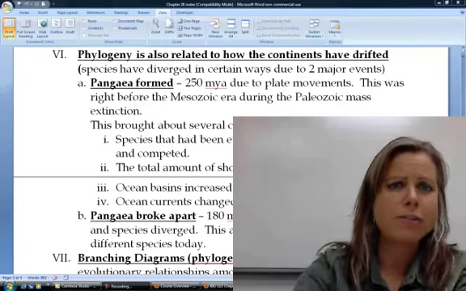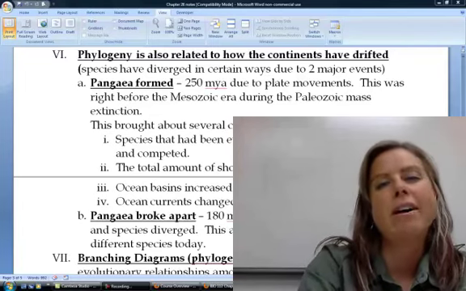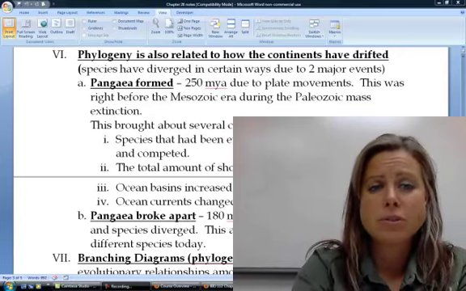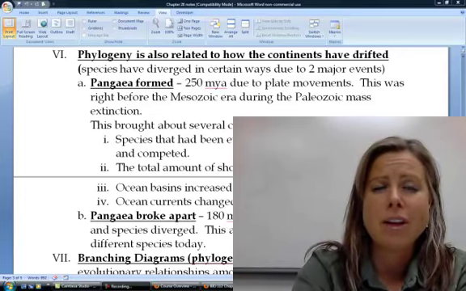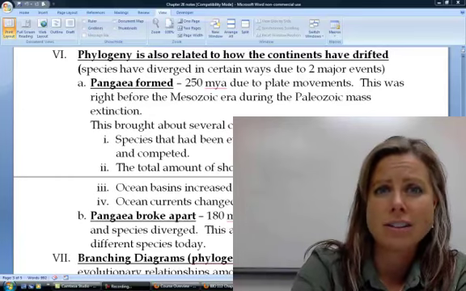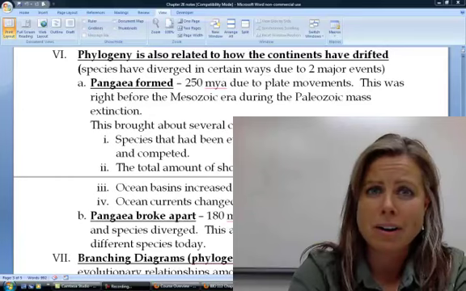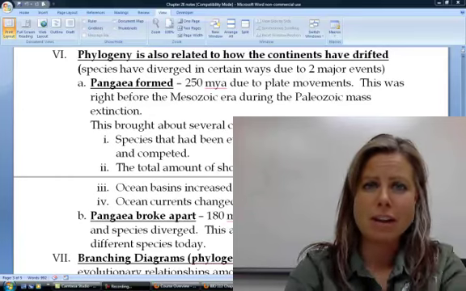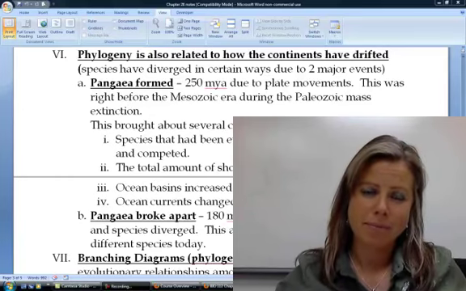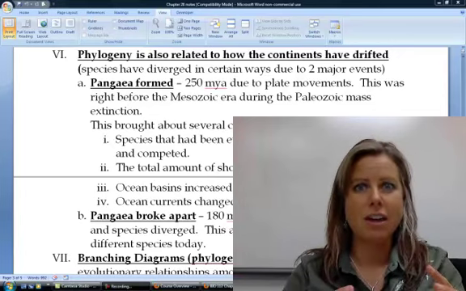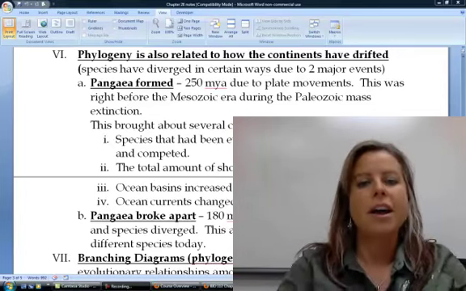So the last part of chapter 26 has to do with how we actually draw our phylogenetic trees. First we're going to talk about how phylogeny is related to the continents drifting around. What a lot of people remember is Pangaea, but they don't know that Pangaea actually came together. There were actual separate pieces first that came together, and then it broke apart.